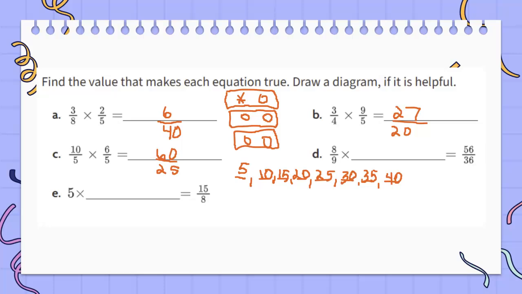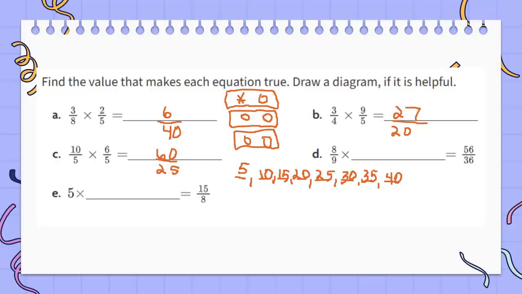Okay, now this one is a little bit different. As you can see with A, B, and C, those all had the length and the width right next to each other. For D, that's missing an actual side length. So we have 8/9 as one of our side lengths. Now we have to figure out, what do I multiply times 8 in order to get 56? And let me change my color here. Hold on.